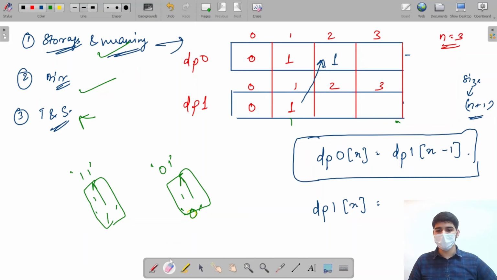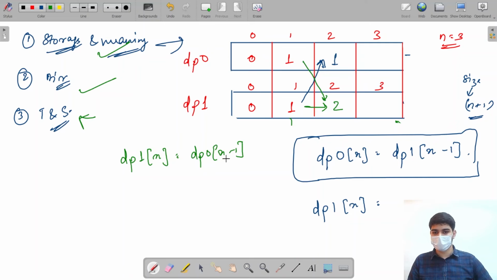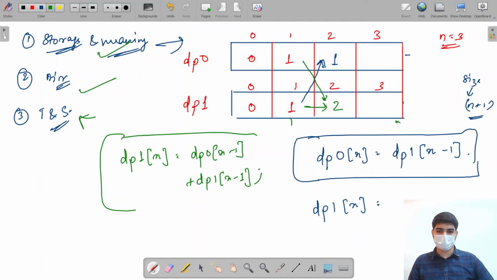That means in my DP, when I have the numbers ending at 0 and 1 both, I can add 1 to both of them. So I would add this and this. That makes 1 plus 1, 2 over here. So what we did was that dp of 1 of any x is equivalent to dp of 0 of x minus 1 plus dp of 1 of x minus 1. This is the formula for calculating dp of 1, and this is the formula for calculating dp of 0.